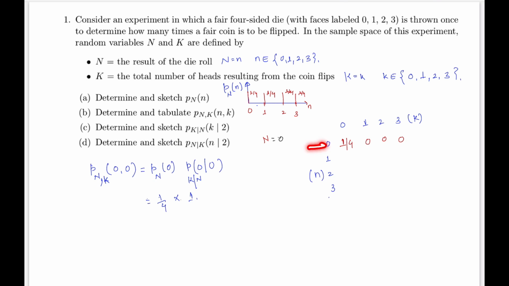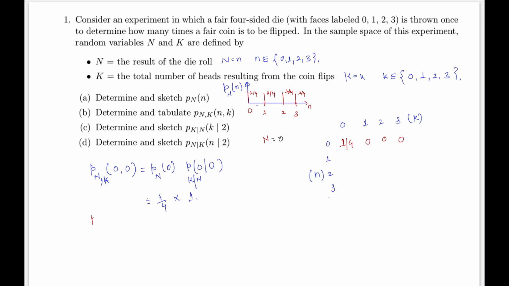If you are getting 0, that means you are not going to flip the coin and there will be no question that you will get the 1 head. So that is why these are impossible events and these will have the probabilities 0. Let's talk about this event where random variable n takes the value 1 and k takes the value 0.